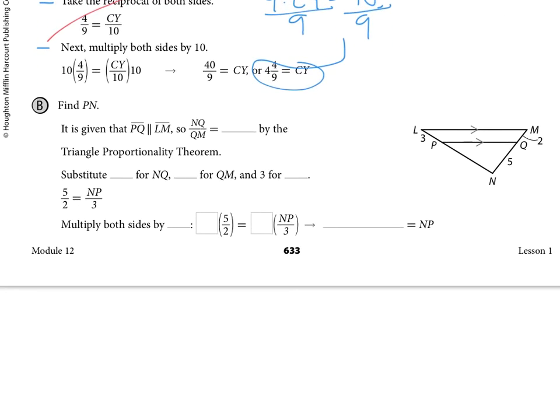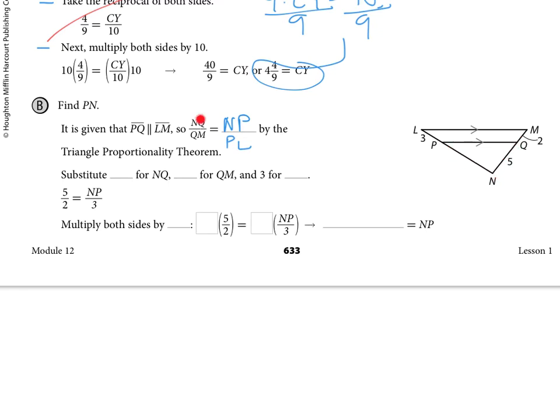We want to find PN in the new diagram. So let's fill in what we need to here. Now that we know that PQ and LM are marked parallel, then we know the pieces of the triangle's sides are proportional, and that is NQ is proportional to QM, and also NP on the left-hand side there is proportional to PL.